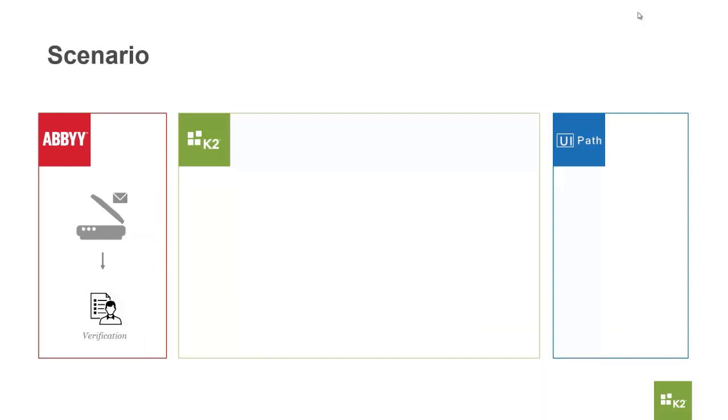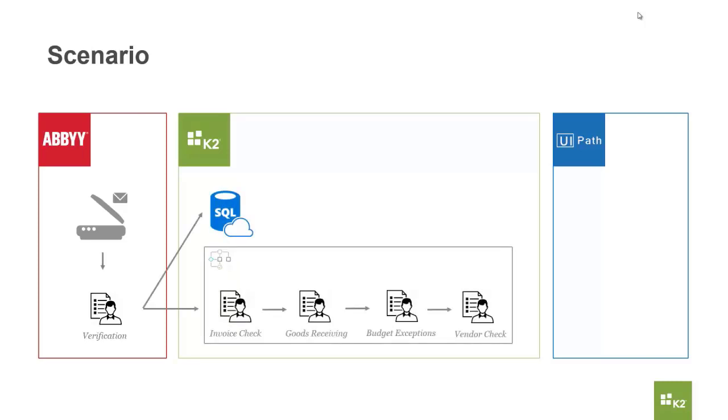Once the invoice has been received, ABBYY will scan the invoice, extract the data, and then send the task to a user for verification. Once verified, ABBYY will then extract the data to SQL Server and then start a K2 process to manage this invoice. Here we can see 4 stages of the invoice.